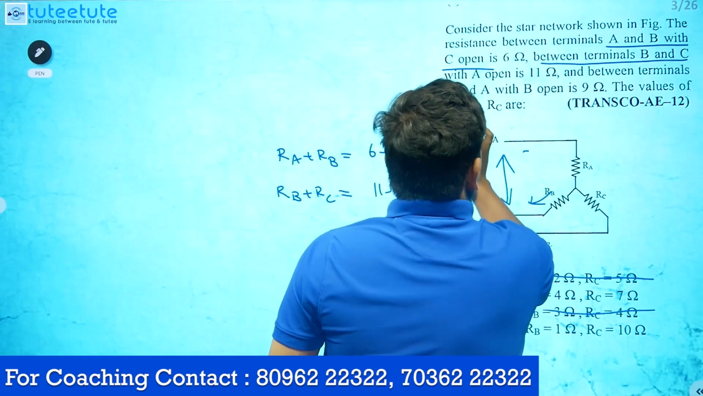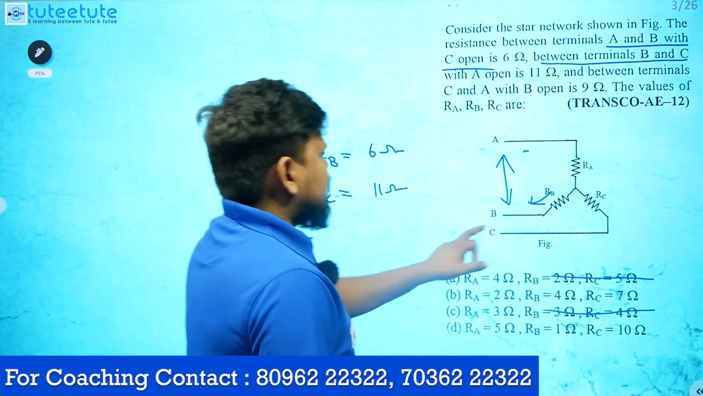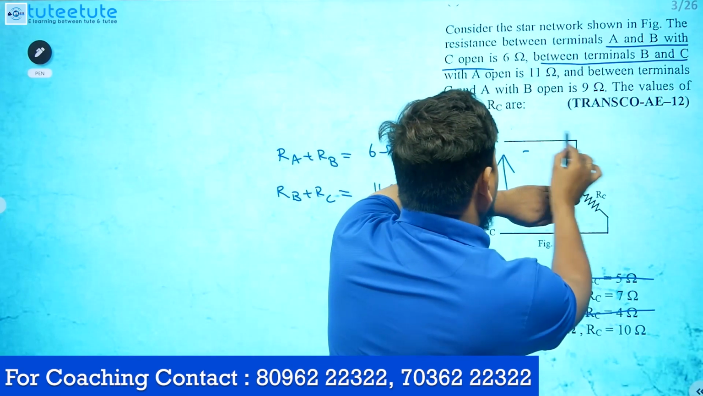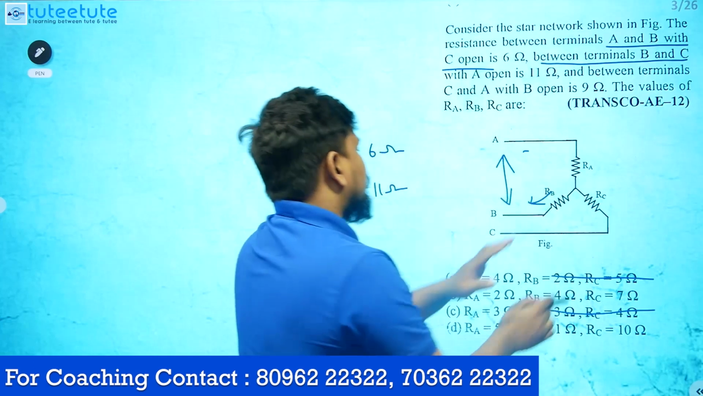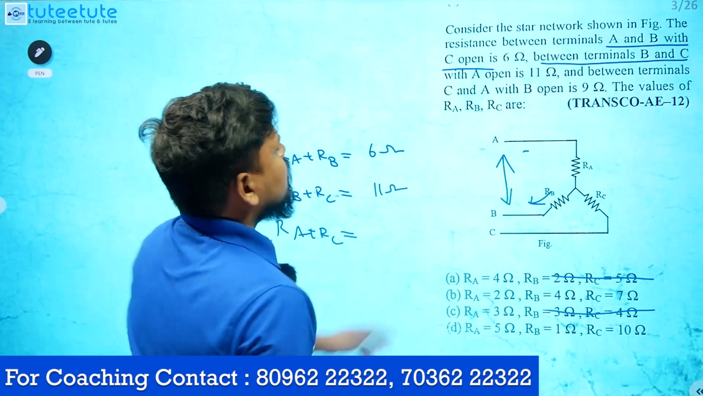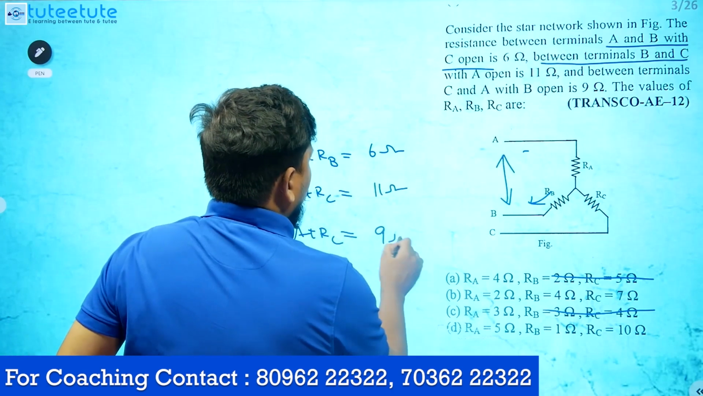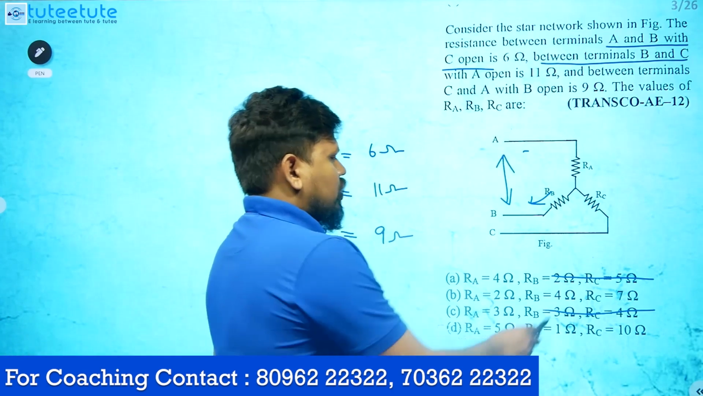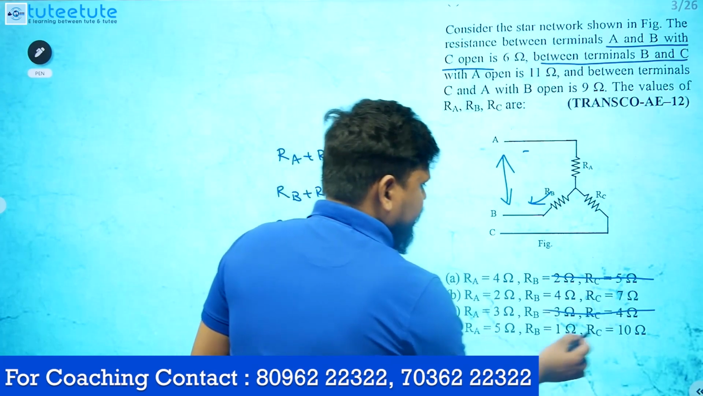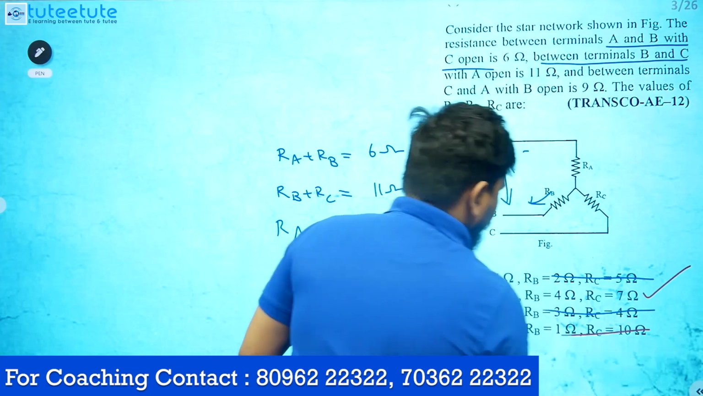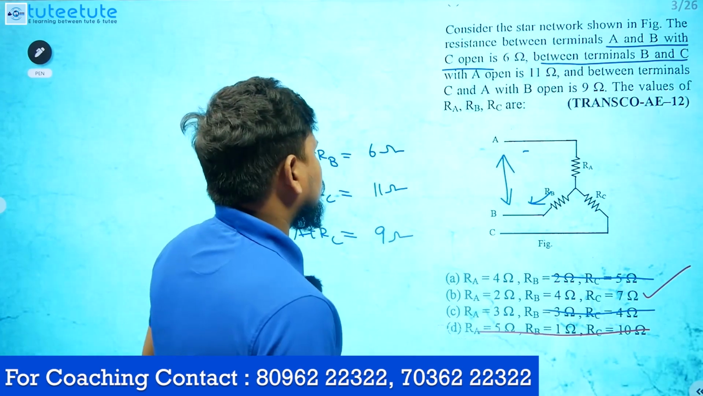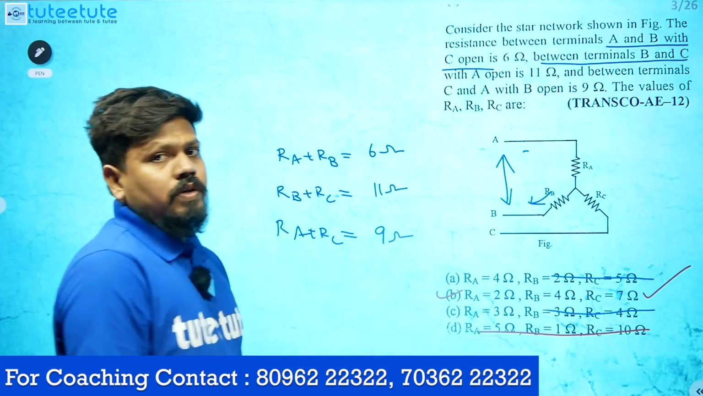Between the terminals C and A with B open, that means RA plus RC is equal to 9 ohms, as they have given. We have to check only these two. RA plus RC we have to get as 9 ohms. This option is wrong. Immediately, within 1 minute, we have to solve all these questions. Option B is the correct one.